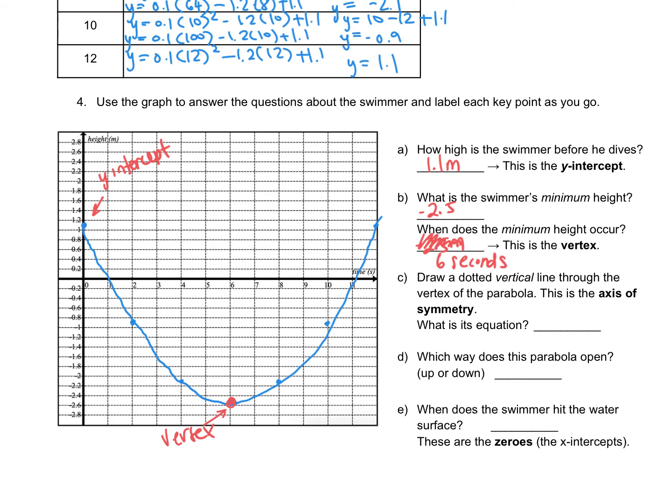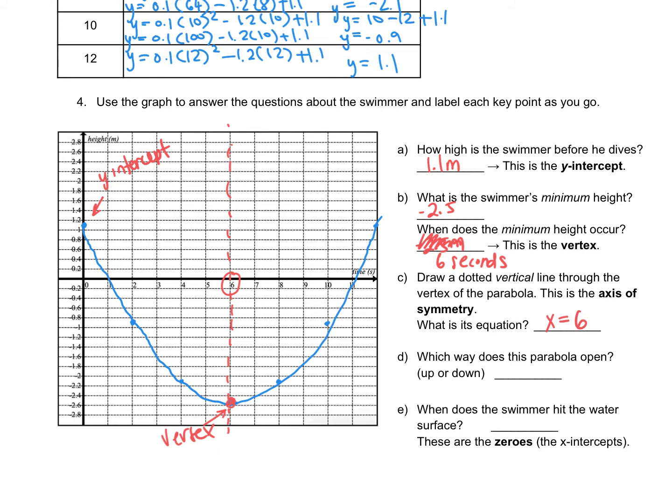Next, we're going to draw a dotted line through the vertex. So a dotted vertical line. Now you will notice when I draw this dotted line, it creates the symmetry. The left side and the right side of the parabola are identical. And you can even see that in the table of values, that the points are identical. The equation of this, it's a line, but it doesn't have a y-intercept. So it's not going to be y equals mx plus b. It does pass through 6 on the x-axis. So the equation is x equals 6.